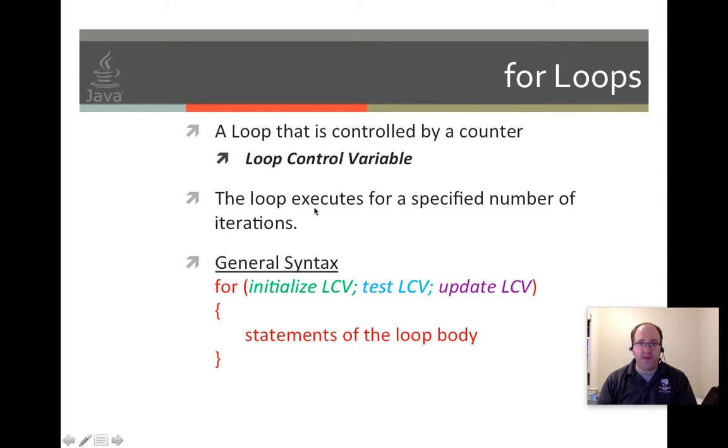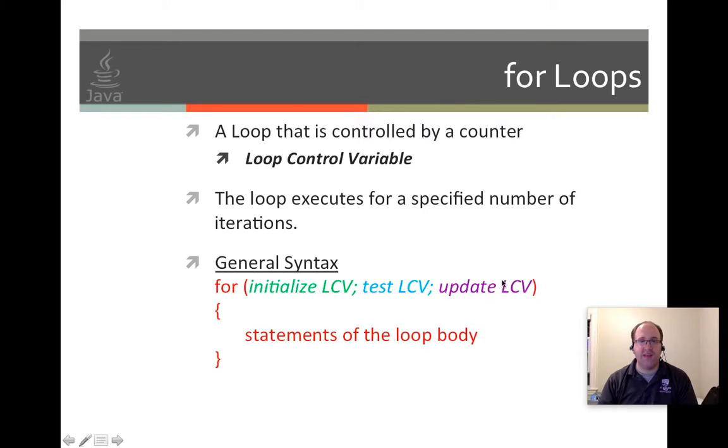Next, these are separated by semicolons, by the way. The middle section is the test. Much like the while loop, there has to be a logical test in the middle of the for loop to determine should the loop stop. We'll see that in a second. And then the third part is to update the loop control variable. After the body of the loop has run, we will make a change to the loop control variable.